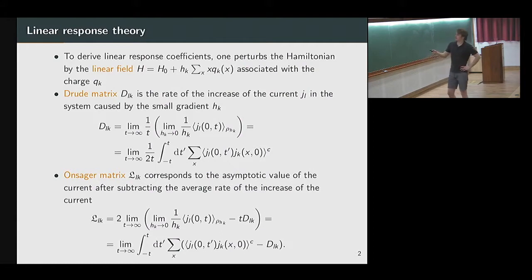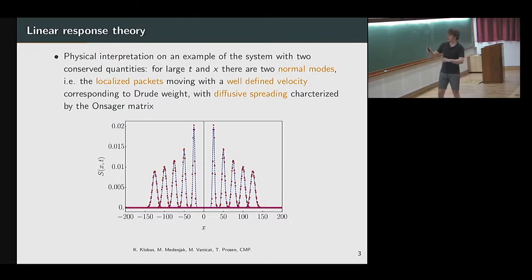Here we have currents associated to different charges. We introduce a gradient of some charge. We are interested in how the currents of charge L will increase if we have currents of charge K. And this gives us the Drude matrix. If we diagonalize this matrix, the information we get is the following. Let's say that we have just two charges and a particular form of Drude matrix.